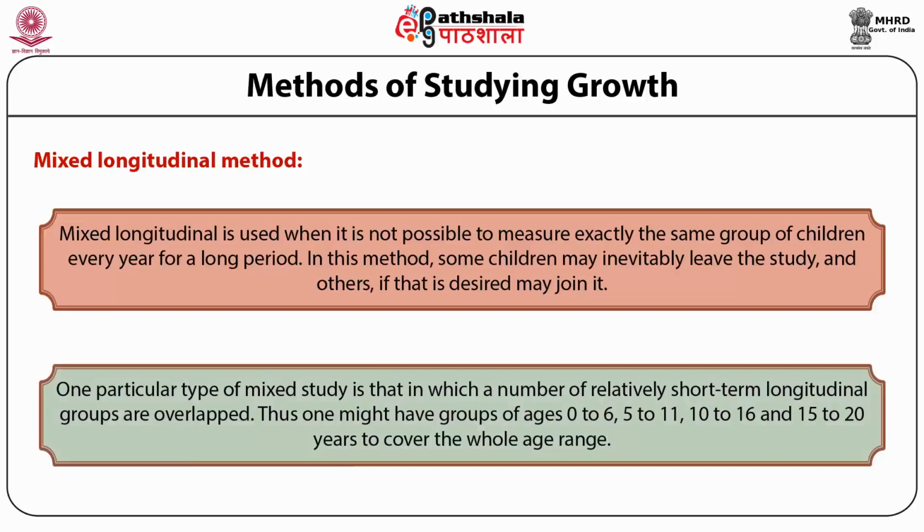One particular type of mixed study is that in which a number of relatively short-term longitudinal groups of children are overlapped. Thus, one might have groups of the age 0 to 6, 5 to 11, 10 to 16 years, and 15 to 20 years to cover the whole range.